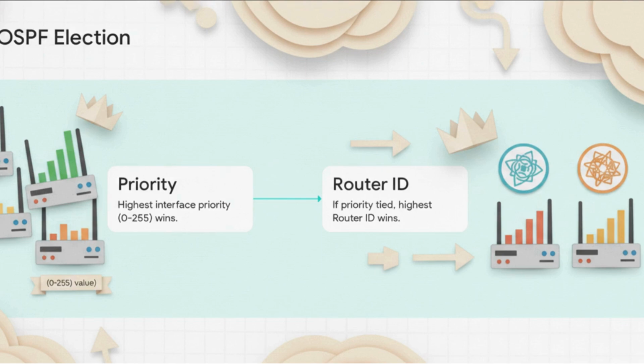It follows a very strict, logical two-step framework. Step 1, the router with the highest OSPF interface priority wins. That's a value anywhere between 0 and 255. If there's a tie there, we jump to step 2, the highest router ID, or RID. Let's break these rules down so you know exactly how the promotion works.